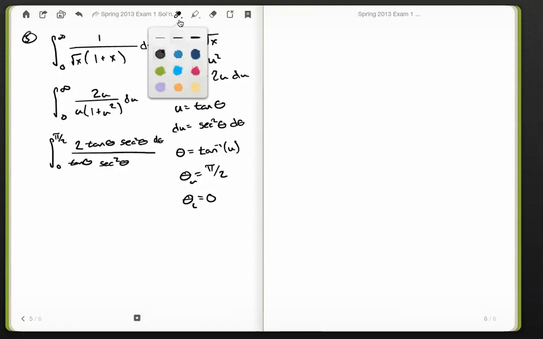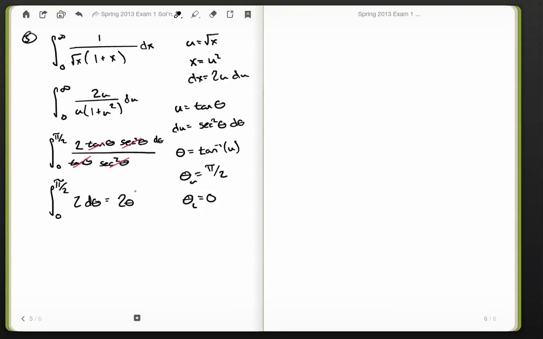So let's see, this is pretty nice. Tangents cancel, secant squareds cancel, and once again I'm left with a pretty easy integral. This is the integral from 0 to pi over 2 of 2 d theta, which equals 2 theta evaluated from 0 to pi over 2, and that just equals pi. All right, that's our final answer. Put a box around that.